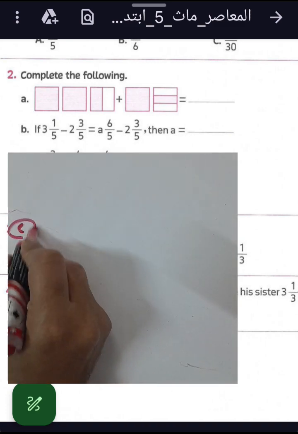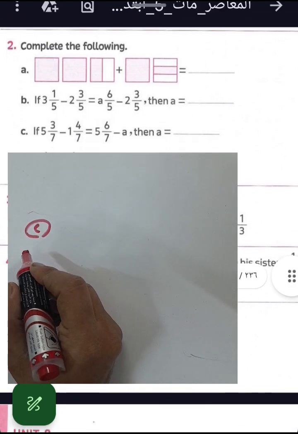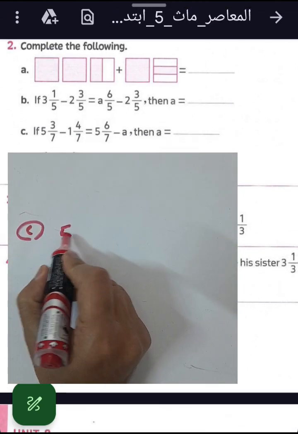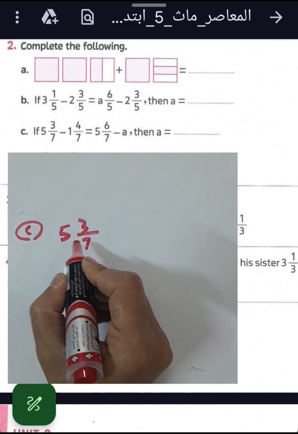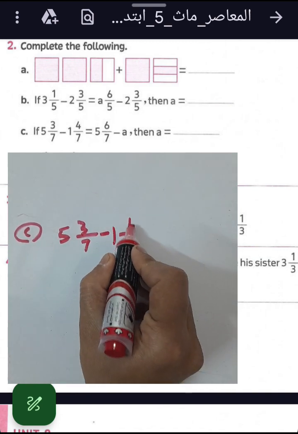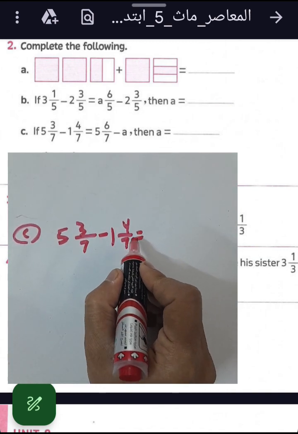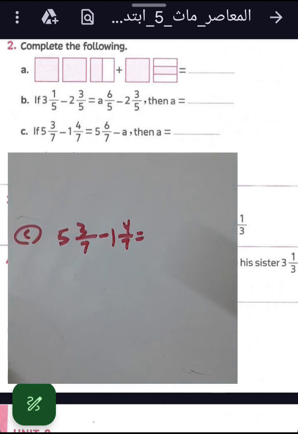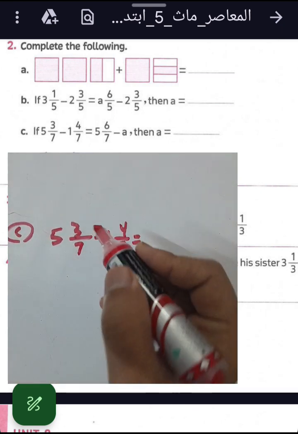Question letter C. 5 and 3 over 7 subtracted by 1 and 4 over 7. Okay, I solved this example. Oh no, it's the next example. It's a new question, like question letter B.